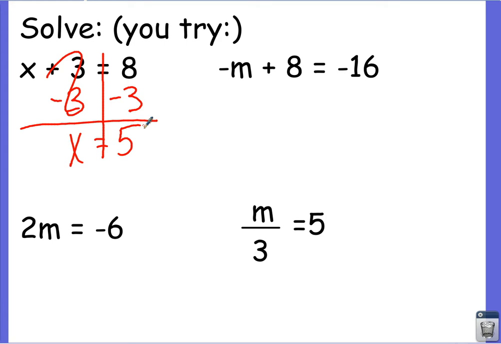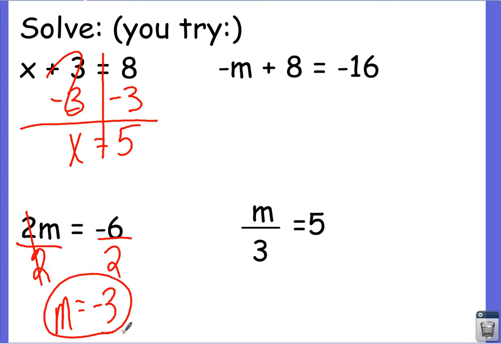When there's no sign between them, that means to multiply, and the opposite of that is to divide. If I divide the left side by 2, I'm going to divide the right side by 2. So m equals negative 3. Let's go ahead and do this one on the bottom.